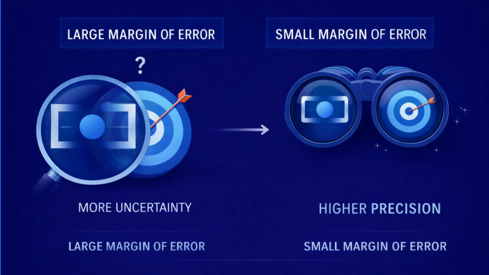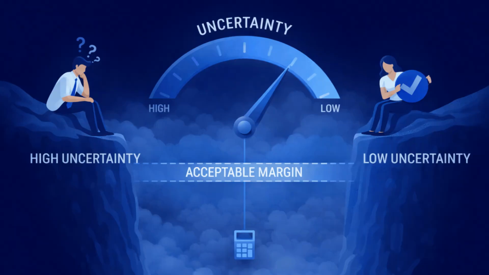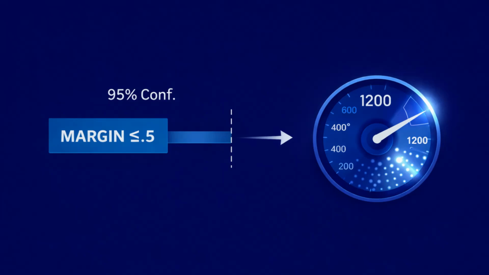The margin of error describes how far the confidence interval extends from the estimate in either direction. A smaller margin of error means a more precise estimate. A larger margin of error means more uncertainty. When planning a study, researchers often decide how much uncertainty they are willing to accept. That decision becomes the margin of error. Sample size calculations answer the question: how many observations are needed so that the margin of error is no larger than a chosen value at a given confidence level?